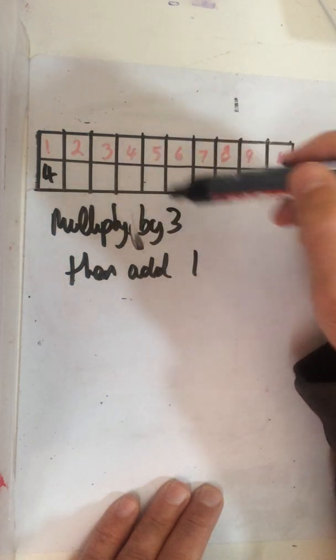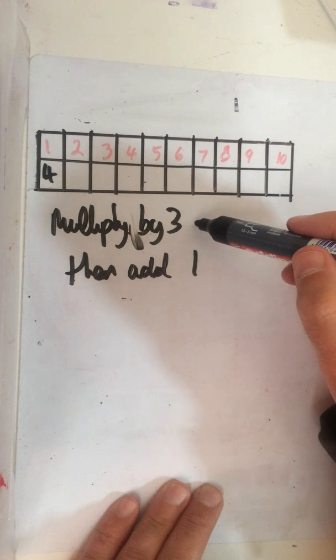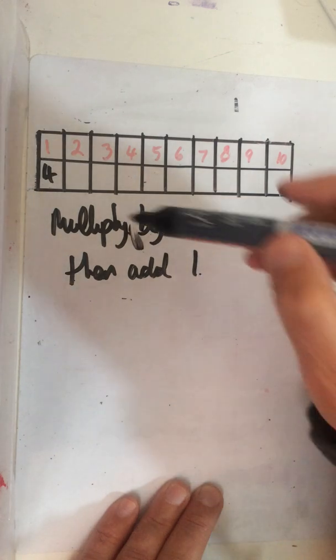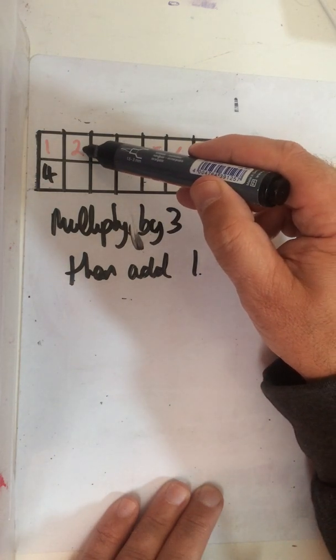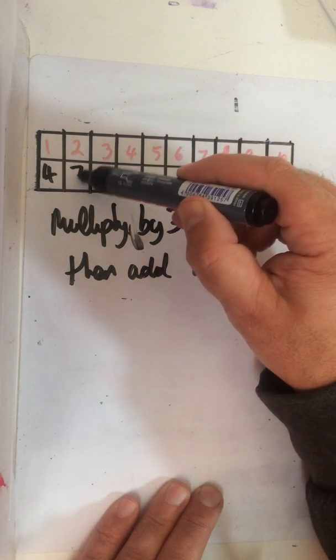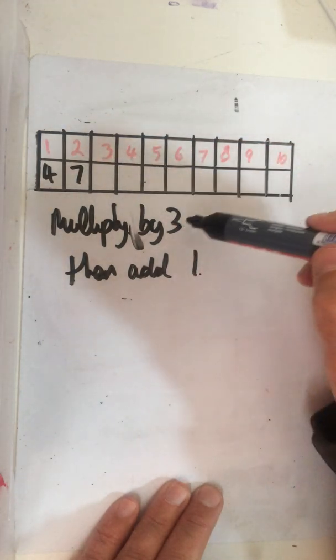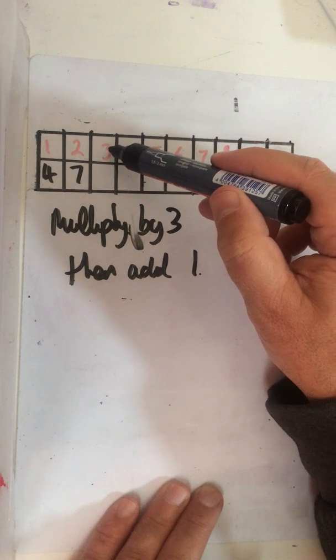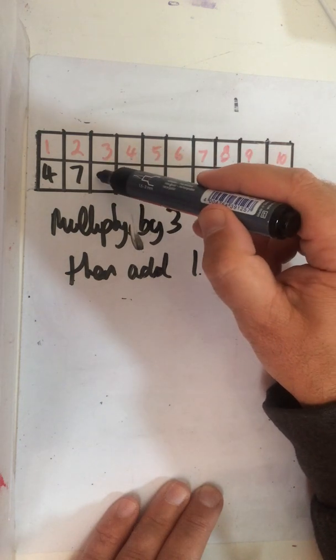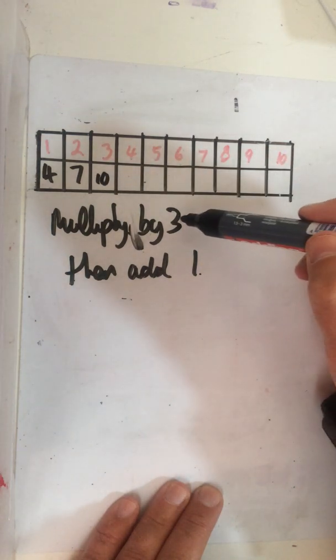Then I'm going to do the same to this one. Okay, I'm going to multiply it by 3, then add 1. 2 times 3 is 6, and 1 is 7. Then I'm going to do the next one, multiply by 3, then add 1. 3 times 3 is 9, and 1 is 10. Okay. I'm going to keep going.